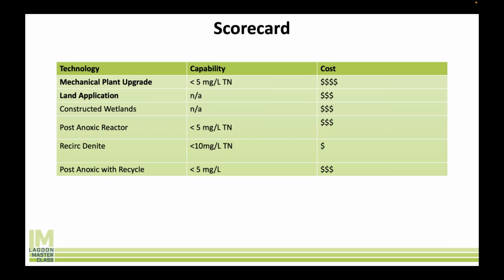Sometimes you have pounds per day requirements around how much you can land apply, but I'm just going to say no limit here. If you do post-denitrification reactor, you can get under 5, but it's about the same cost as constructed wetlands and land app. Recirculation denite is by far the lowest cost and can get you under 10, and then pre and post around the same as the other ones in terms of cost, but will get you under 5. So it really depends on what your limit's at, but this scorecard's kind of a useful overall rule of thumb of everything I considered here.